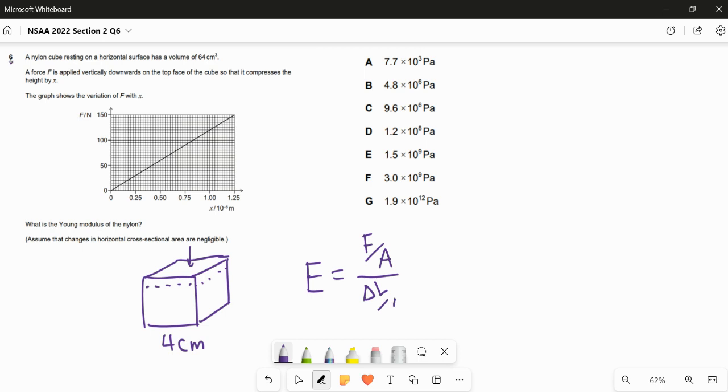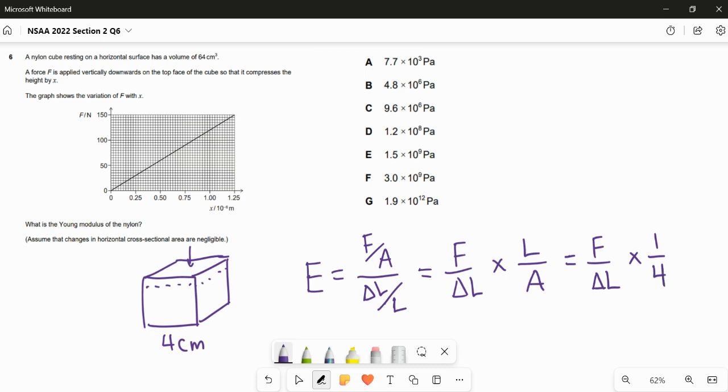change in length over length. So X they've used here instead of delta L. We combine this, we get F over delta L times L over A. Well, we know L is 4, and we know A is 4 times 4 for that cross-section. So the L over A term will just give us a quarter. This is F over delta L times a quarter.